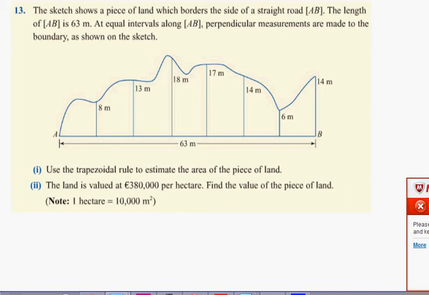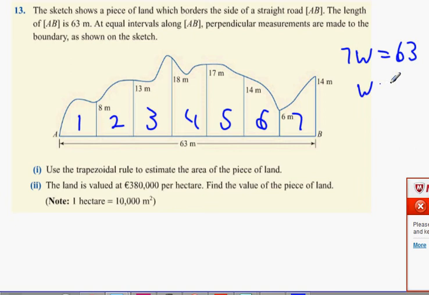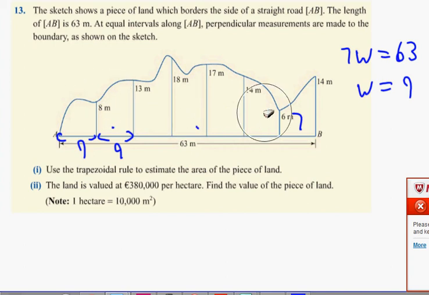First thing we need to do is count how many areas we have. 1, 2, 3, 4, 5, 6, 7. 7 widths equals 63, so the width of one of them will be 9. Each one of these is 9. Next, you need to figure out your first and last height. The last height is easy, it's 14. The first one doesn't go directly up, so the first height is 0.